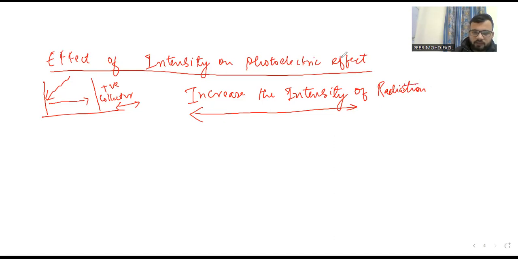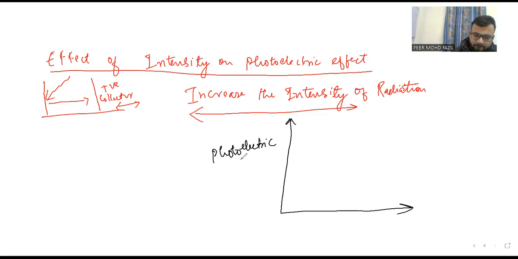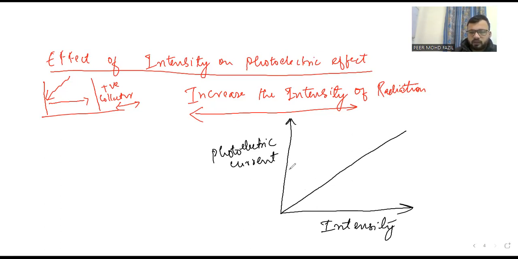When I increase its intensity, what will happen? Accordingly, it will change. Now, notice one thing. This graph is photoelectric current versus intensity. When the intensity of the radiation is increased, keeping the positive potential of the collector plate constant, which we will change in the next effect, what was observed is that as the intensity increases, the photoelectric current increases linearly.